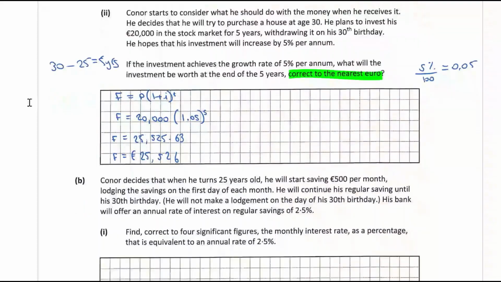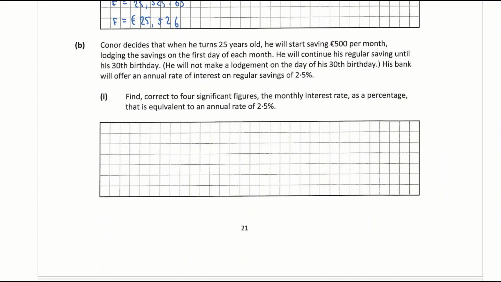Part B. Connor decides that when he turns 25 years old, he will start saving €500 per month, lodging the savings on his first day of each month. He will continue his regular savings until his 30th birthday. He will not make a lodgement on the day of his birthday. His bank will offer an annual rate of interest on his regular savings of 2.5%. So, part 1: find, correct to 4 significant figures, the monthly interest rate as a percentage that is equivalent to an annual rate of 2.5%.